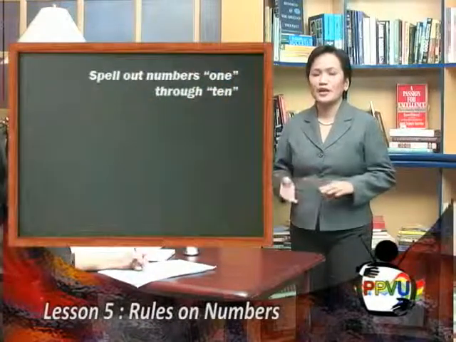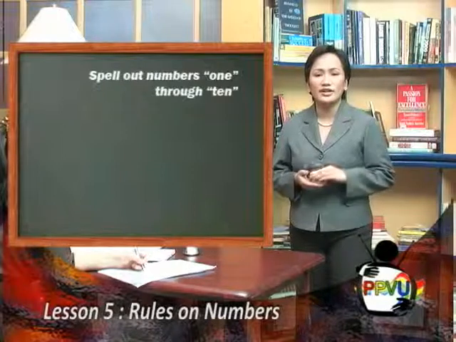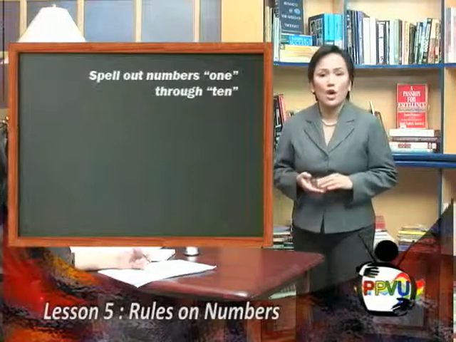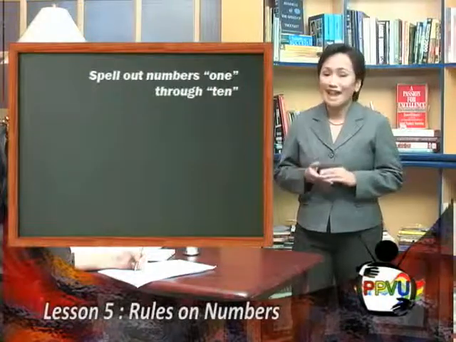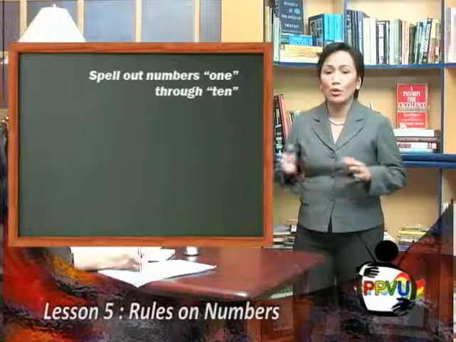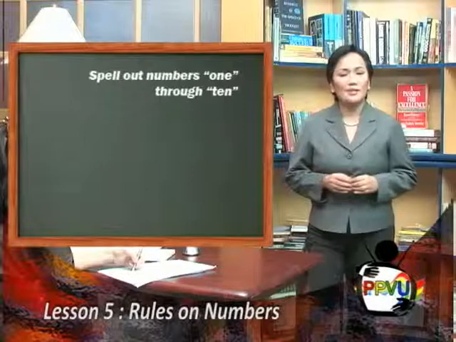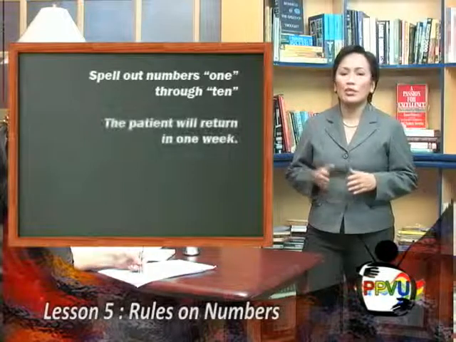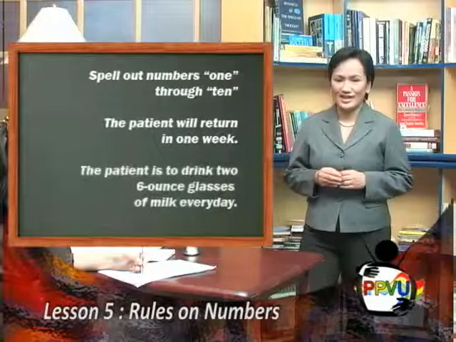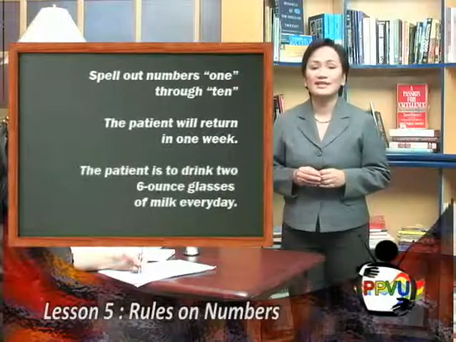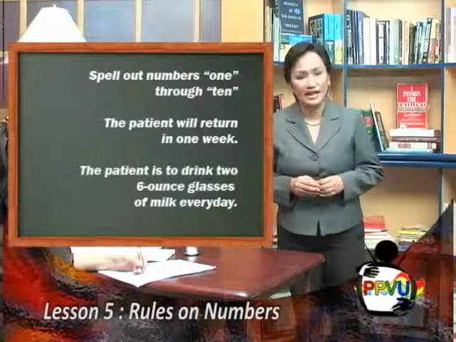First, spell out numbers 1 through 10 when they appear in the narrative section of the report. When one numerical expression follows another, for clarity, spell out the one that can easily be expressed in words. Examples are, the patient will return in 1 week. The patient is to drink 2 6-ounce glasses of milk every day.